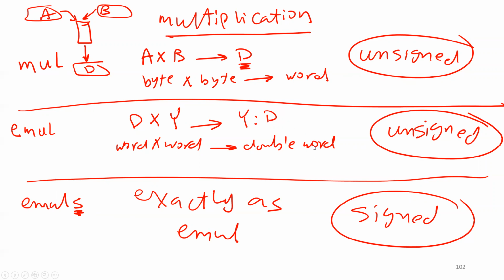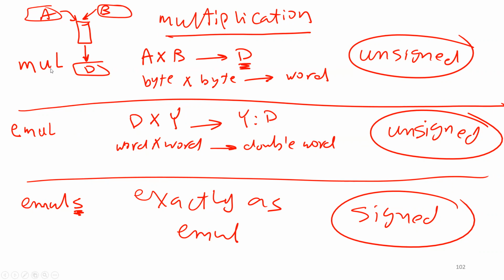What do you mean by double word? 32-bit, okay? So 16 here and 16 here, 32 bits. So if you want to multiply a word by a word, you can use one of these, signed or unsigned. However, if you want to multiply a byte by a byte, and this multiplication is unsigned, you can just use this one.